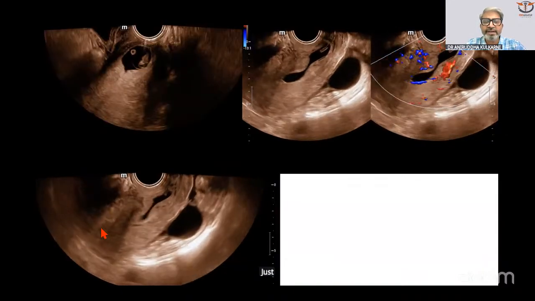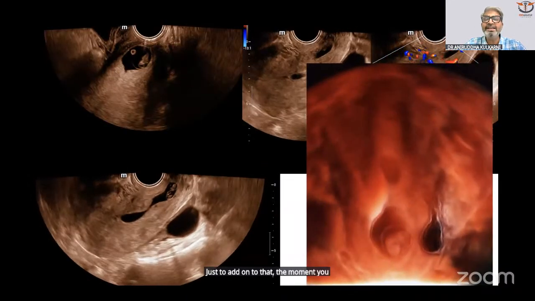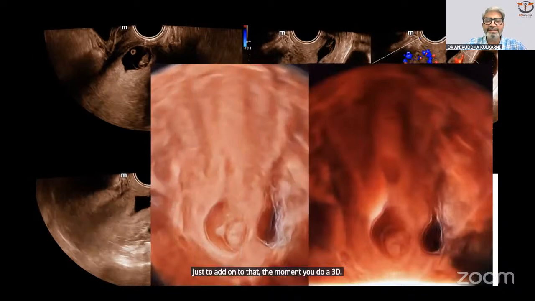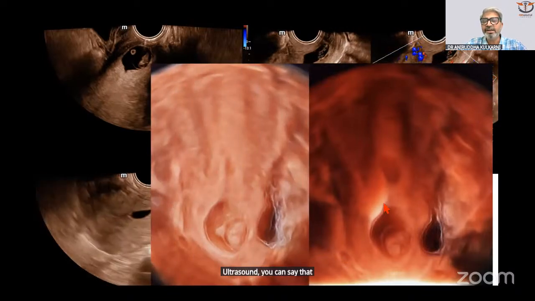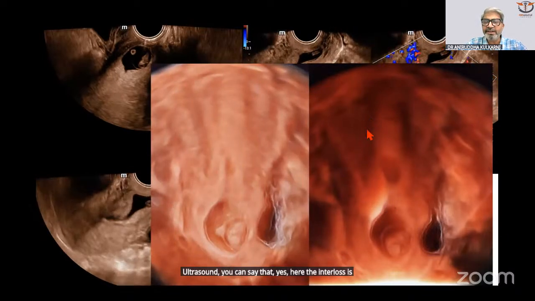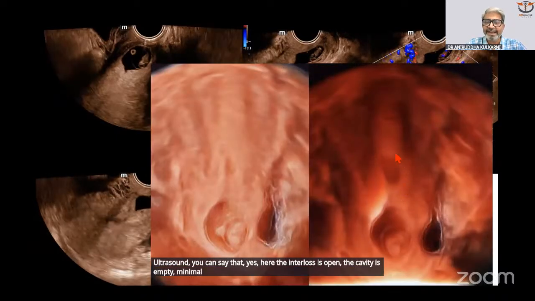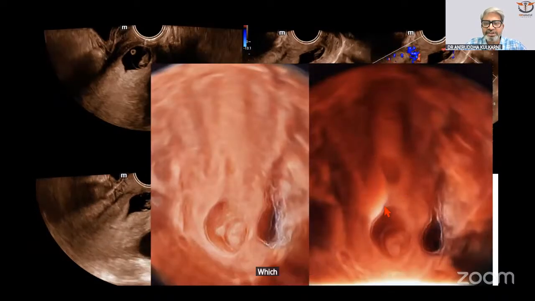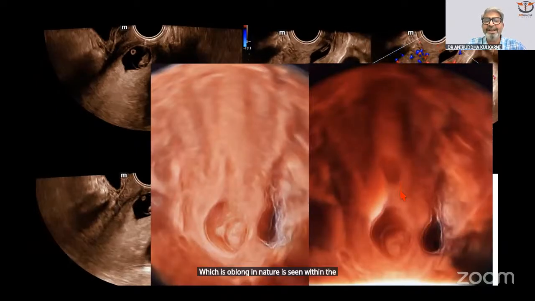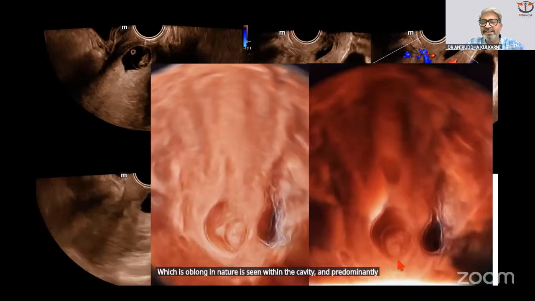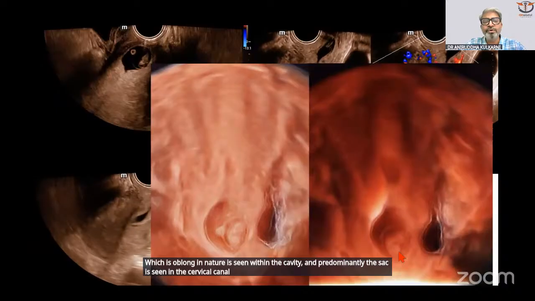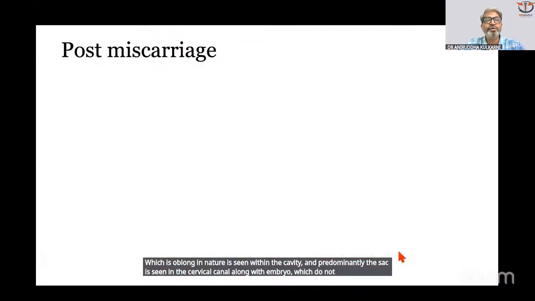Just to add on to that, the moment you do a 3D ultrasound, you can say that yes, here the internal os is open, the cavity is empty, a minimal amount of sac, which is oblong in nature, is seen within the cavity, and predominantly the sac is seen in the cervical canal along with the embryo, which does not show any activity over there.